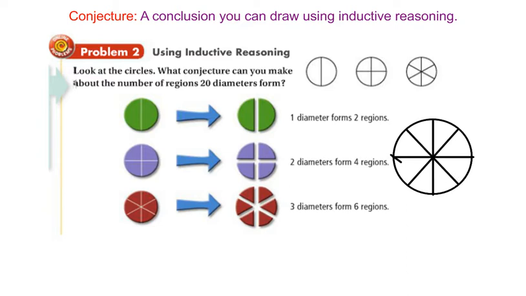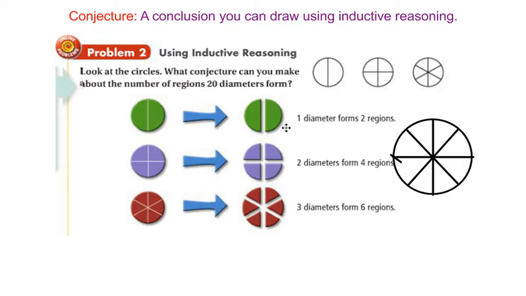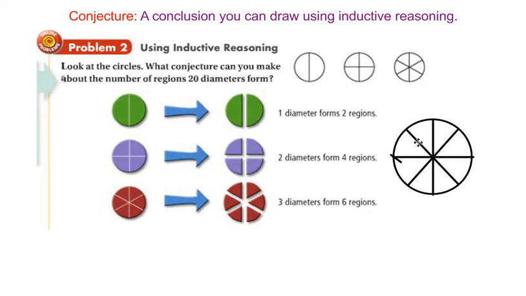So we said it looks as if we're adding 2 in each case, right? So let's see if that's true. So I've got 4 diameters. I have 1, 2, 3, 4, 5, 6, 7, 8 regions, and 6 plus 2 is 8. Another way of thinking about this is if you look at the number of diameters and the number of regions created, the number of regions is the number of diameters multiplied by 2. So 2 times 1 is 2, 2 times 2 is 4, 2 times 3 is 6. 20 diameters is going to give us, as you guessed it, 20 times 2 regions. So our answer is going to be 40 regions.